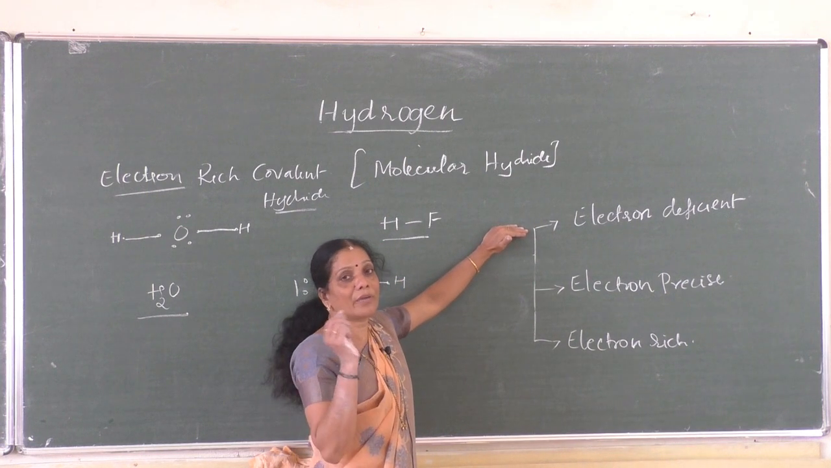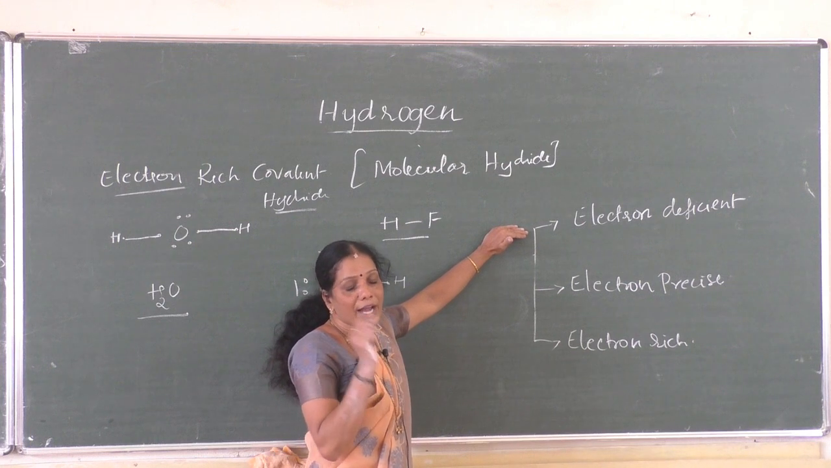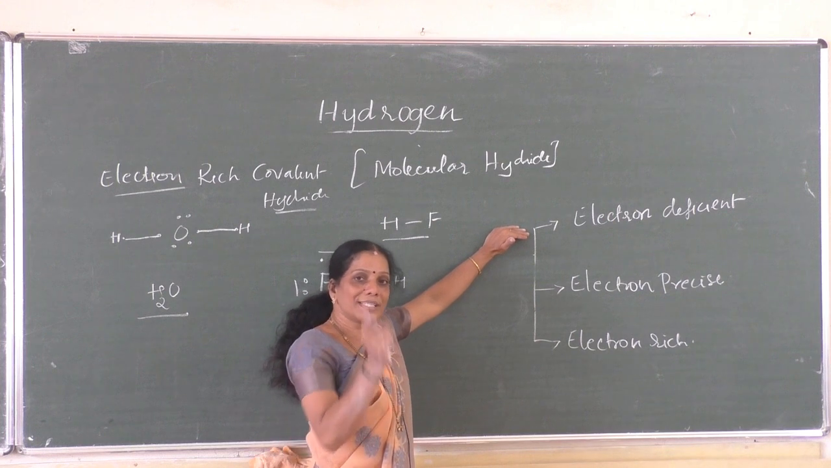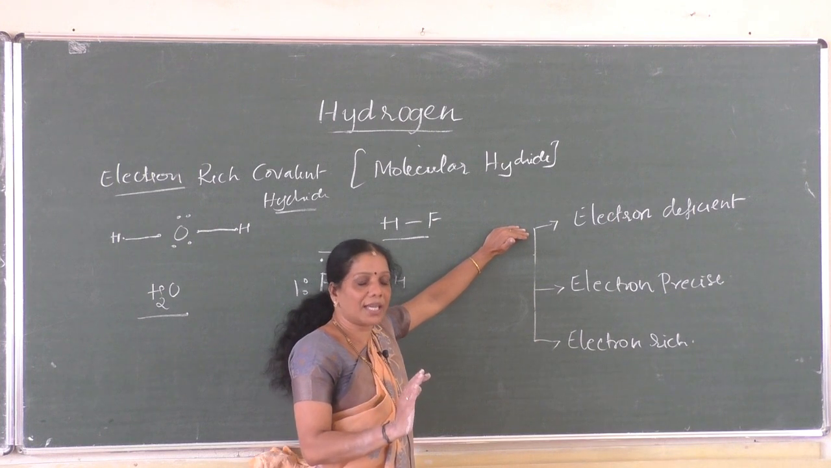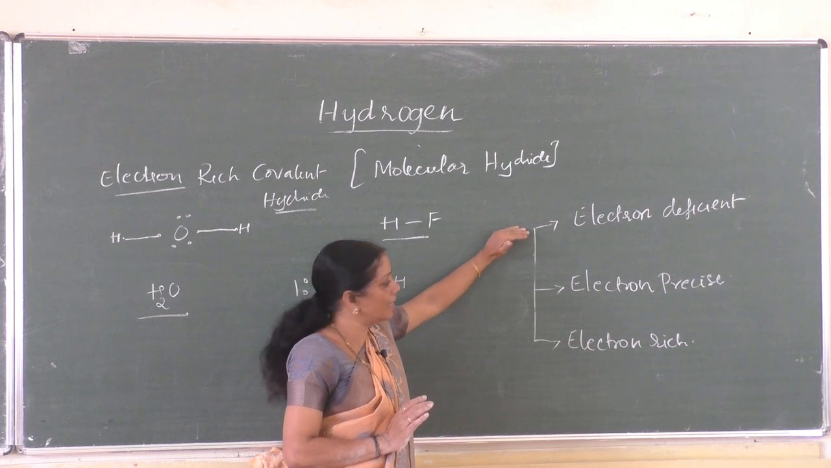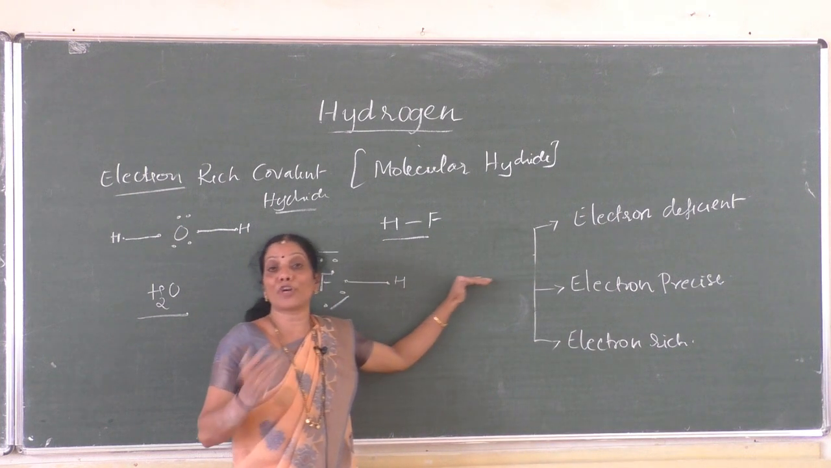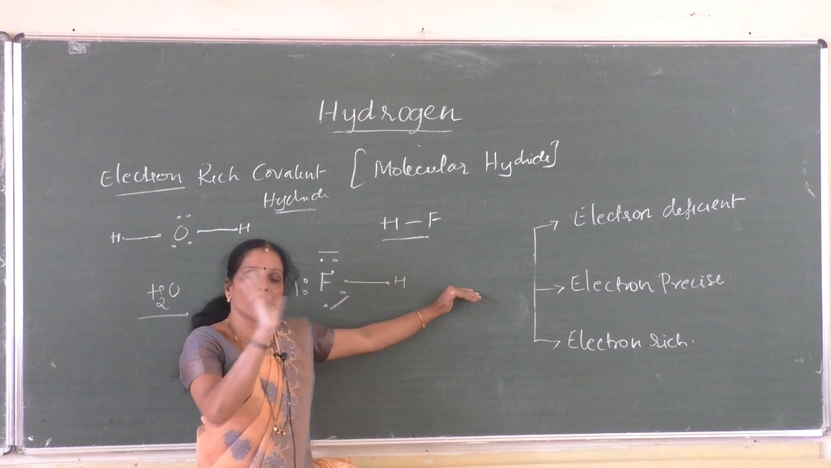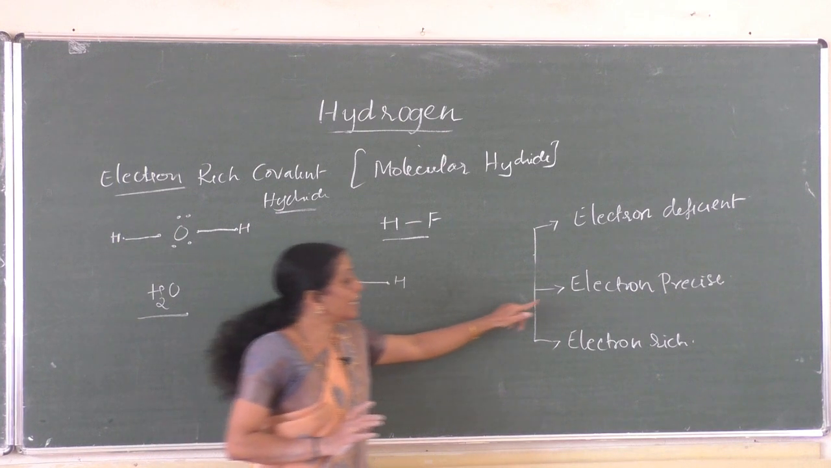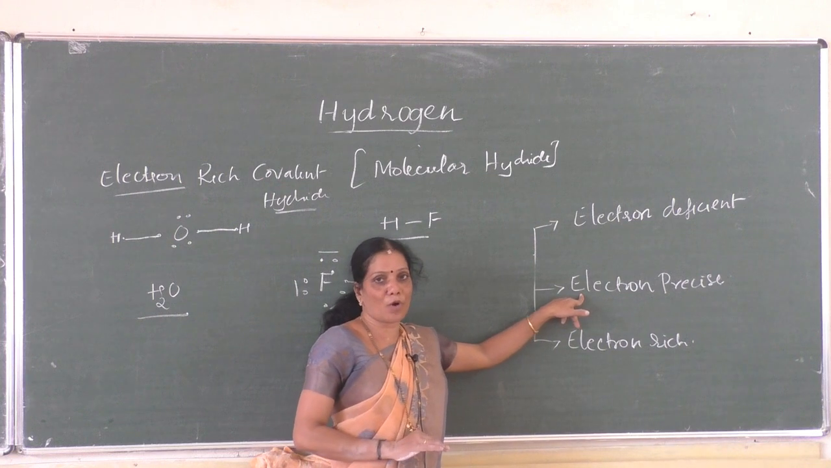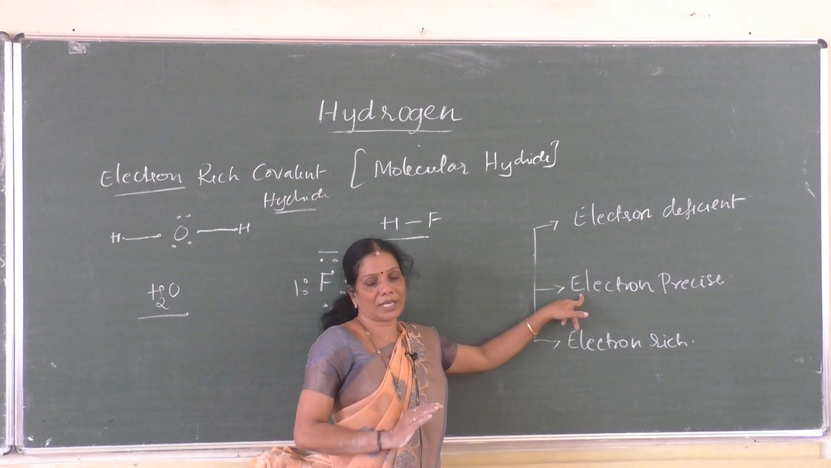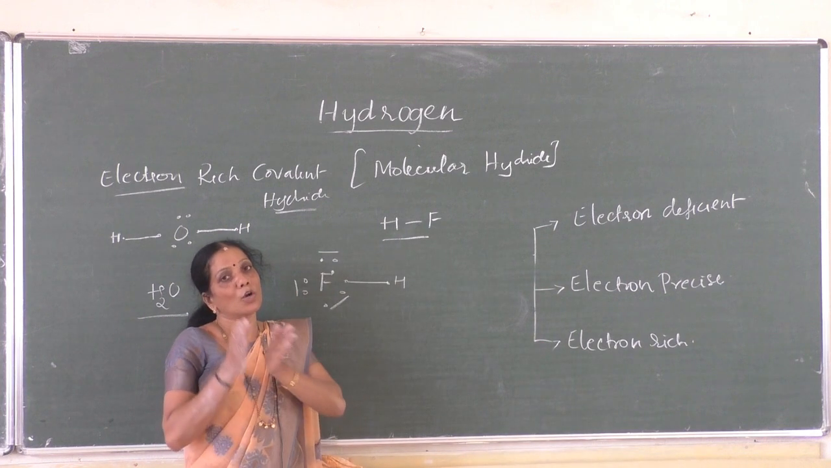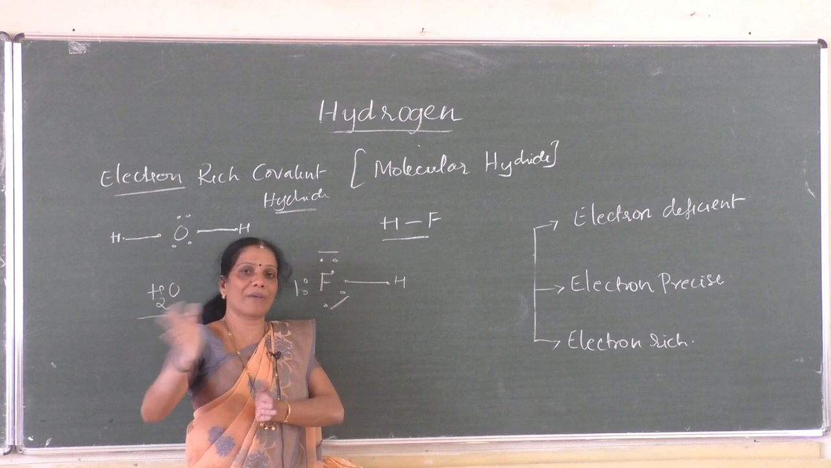Electron deficient means whenever the hydrogen combines with the group 13 element, that hydride always has an electron deficiency, it always acts as a Lewis acid. Whenever the hydrogen combines with the group 14 elements, sufficient number of electrons are there and all the electrons are involved in the covalent bond, it is called electron precise covalent hydride. Group 14, methane we have studied as an example. Then electron rich means whenever the hydrogen combines with group 15 to group 17.